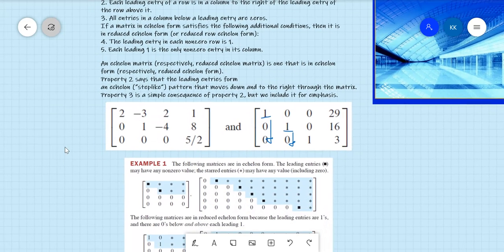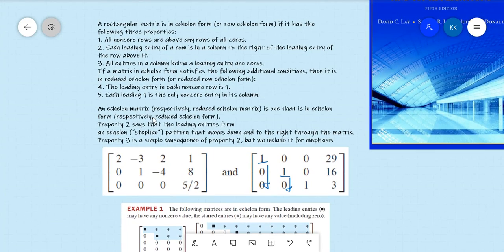Okay, so now let's have a look at this. An echelon matrix, respectively reduced echelon matrix, is one that... sorry, I missed these 2 points. The leading entry in each non-zero row is 1. So for the reduced echelon form, this entry has to be 1 for a non-zero row. Here it could have been anything, but here it has to be 1. And each leading one is the only non-zero entry in its column. So for instance, this is the leading one and it is the only non-zero entry in its column.